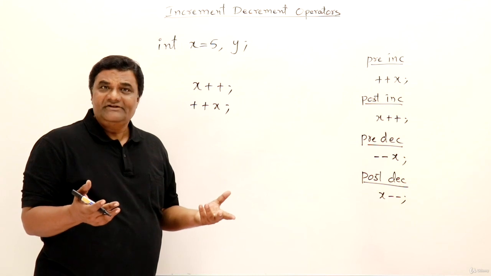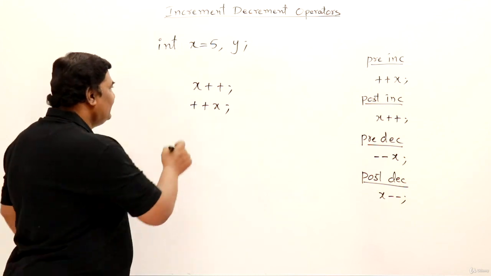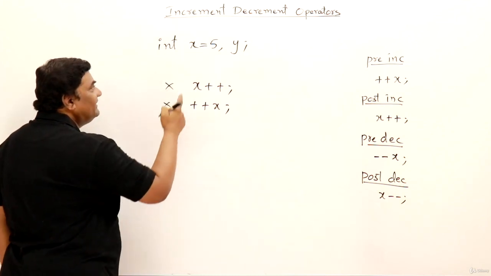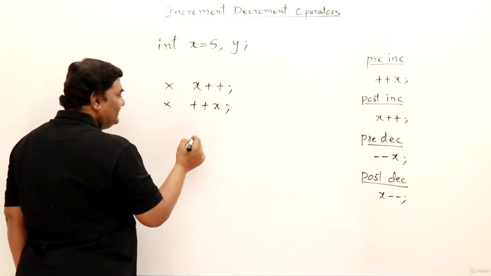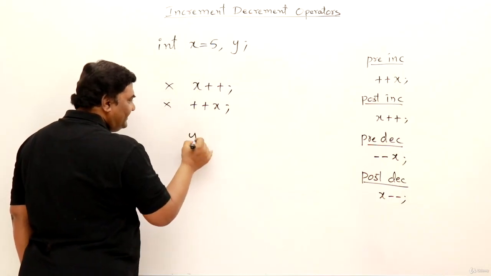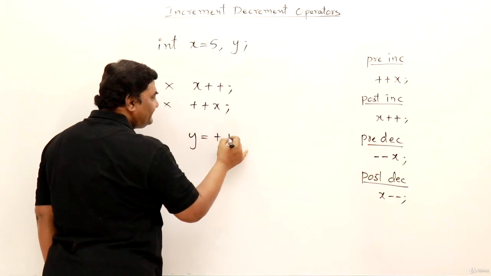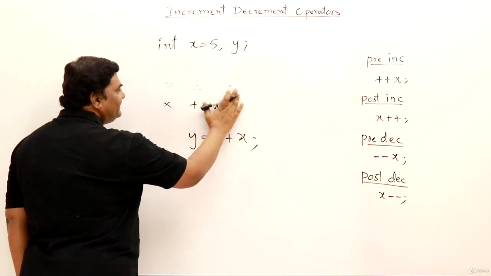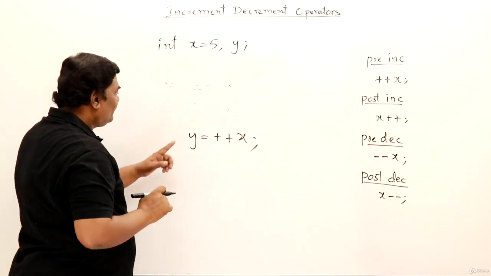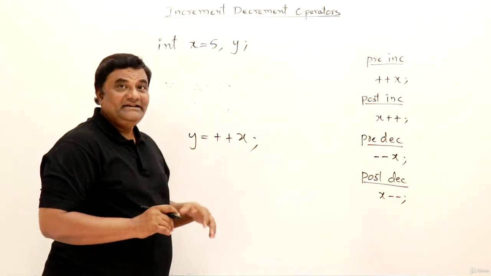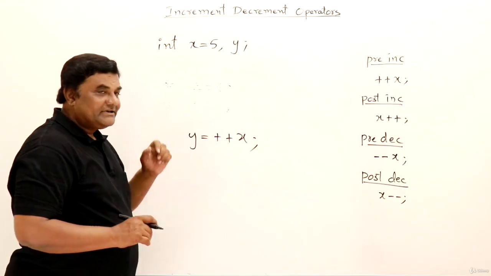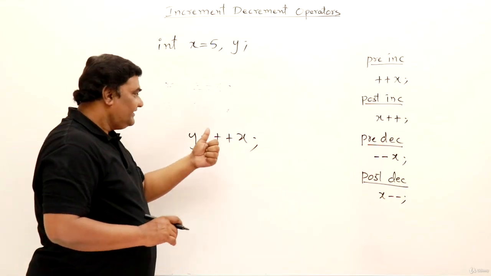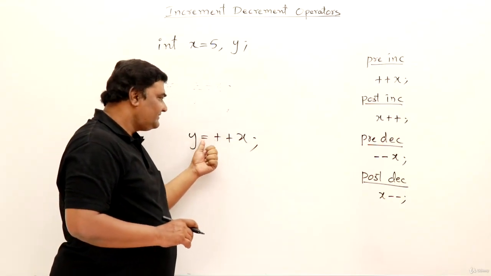Then what is the difference between pre and post? So let us see. Just remove this. Now again, x is 5. So if I say y = ++x, right now x is 5. So y = ++x means what? There are two operations here. One is increment, the other one is assignment.